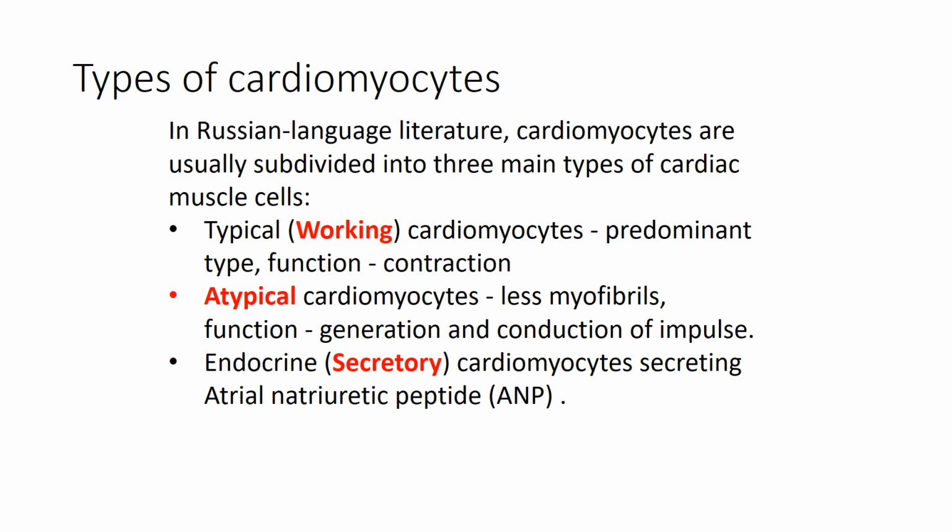In Russian language literature, cardiomyocytes are usually subdivided into three main types of cardiac muscle cells. Typical, working, cardiomyocytes: the predominant type, whose function is contraction. Atypical cardiomyocytes: fewer myofibrils, whose function is generation and conduction of impulse. Endocrine, secretory, cardiomyocytes: secreting atrial natriuretic peptide, ANP.